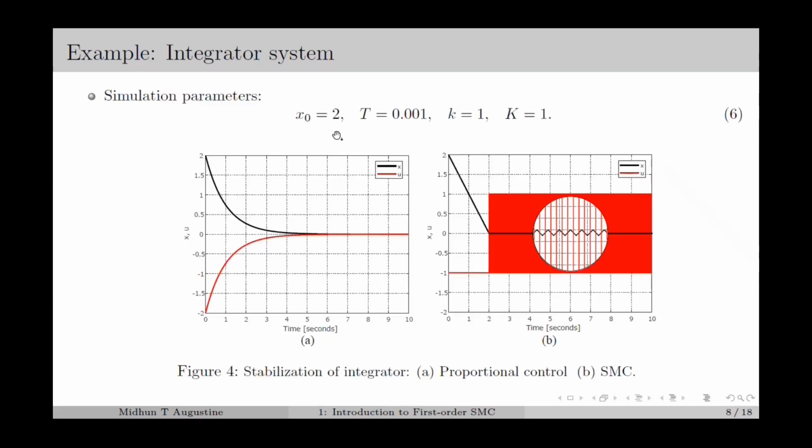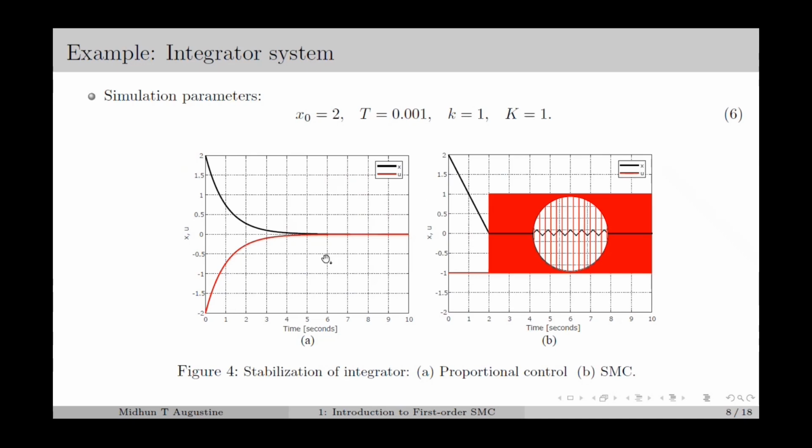Next, we discuss the simulation of this example for an initial state x0 equal to 2. The simulation step size or sampling period t is equal to 0.001. The proportional gain or small letter k is equal to 1, and the SMC switching gain or capital letter K is equal to 1.